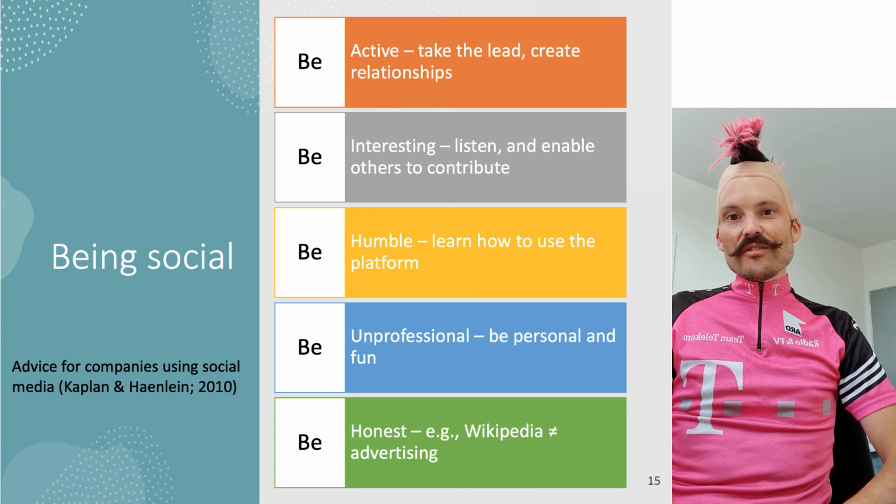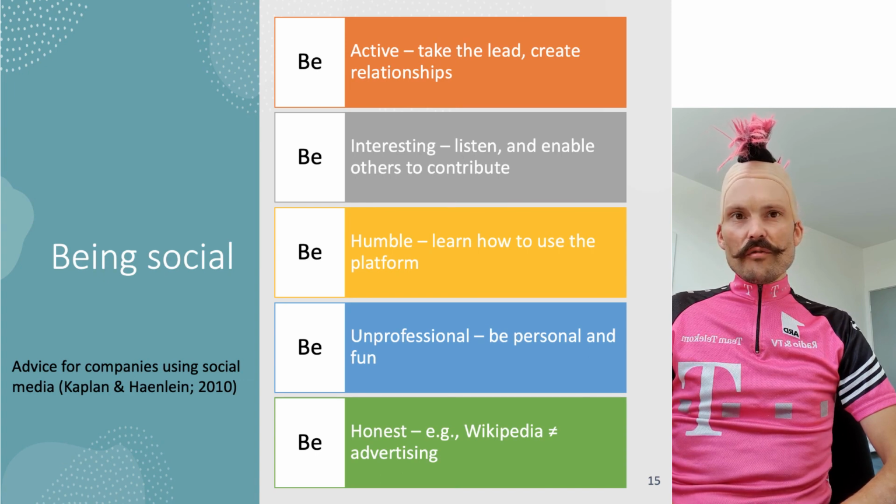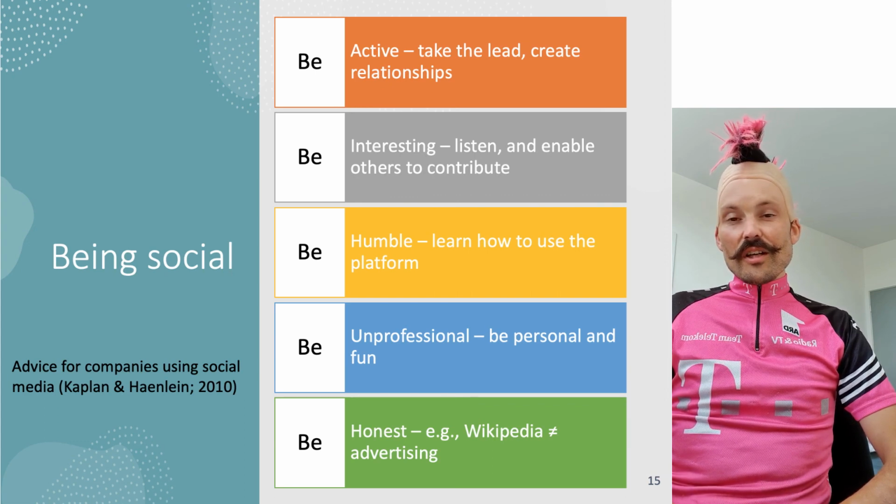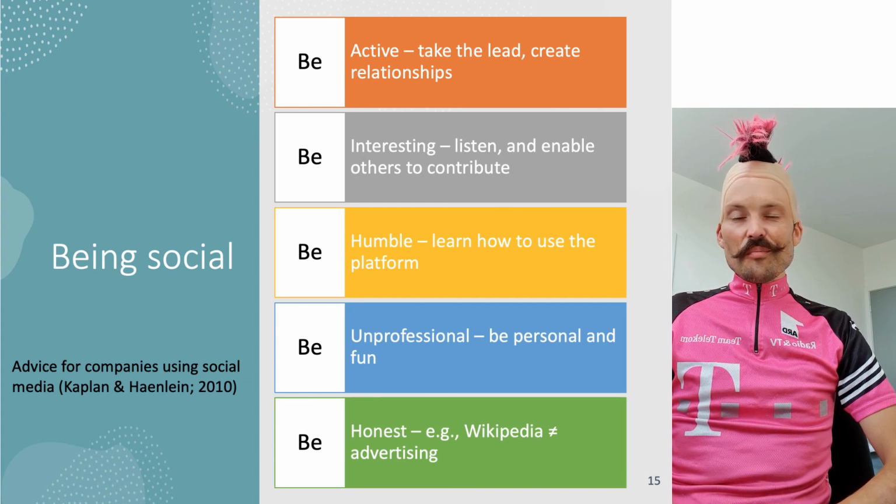Be honest is another important area, and for example, Wikipedia is not advertising, so you don't go in there and edit posts about your business to make it sound like something that it's not. And there's another thing that you could potentially blog about: businesses that are not being honest on social media and the potential backlash that comes from that.